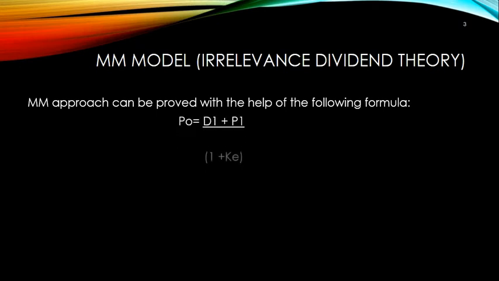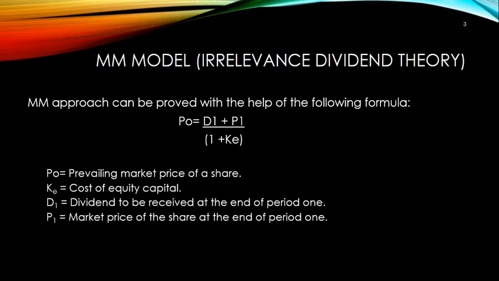So the formula is P0 is equal to D1 plus P1 divided by 1 plus KE, where P0 is equal to prevailing market price of a share. KE is equal to cost of equity capital. D1 means dividend to be received at the end of period 1. P1 means market price of the share at the end of period 1.